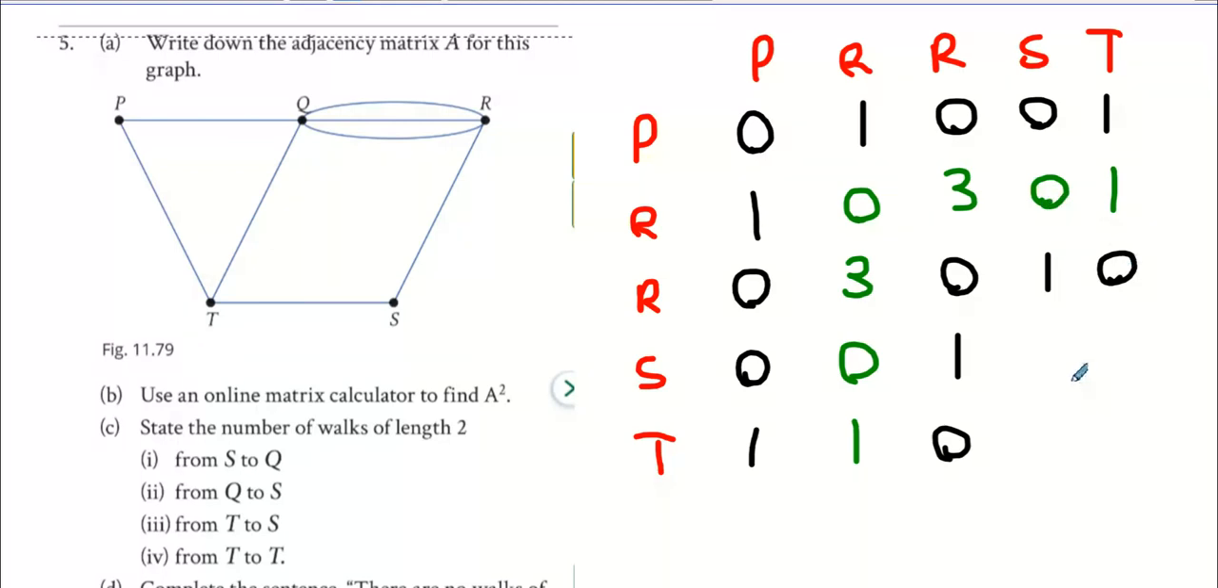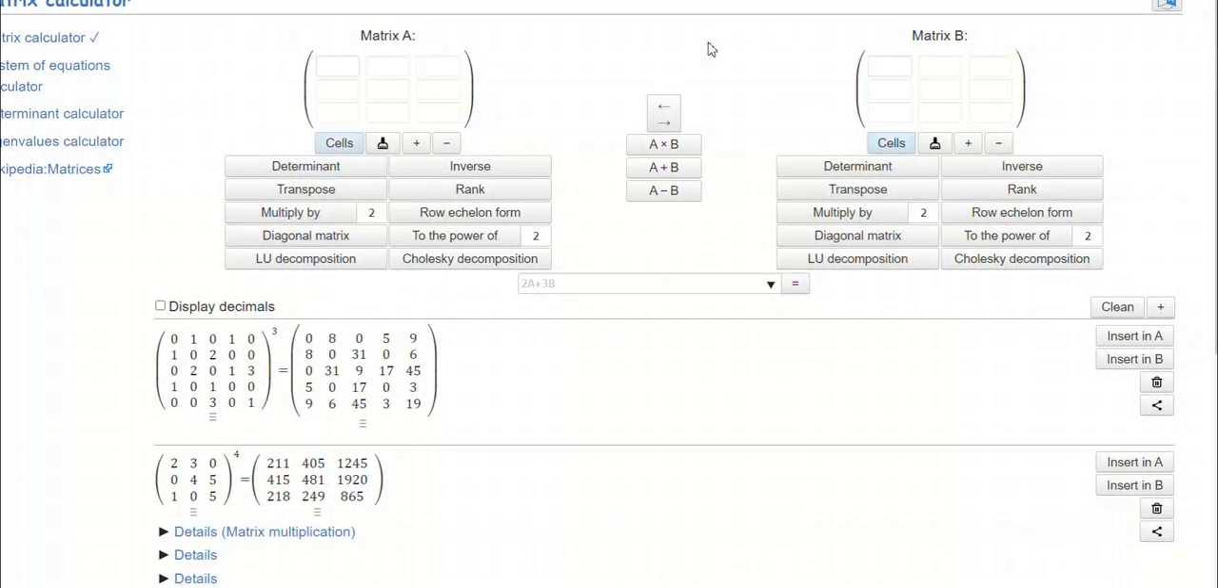Okay. S to S. S to T. Everybody see that? Okay. Now, what you'll want to do is go online to a matrix calculator. Okay, you go to a matrix calculator.